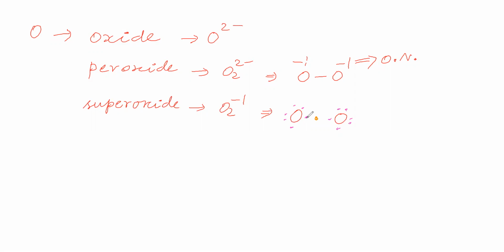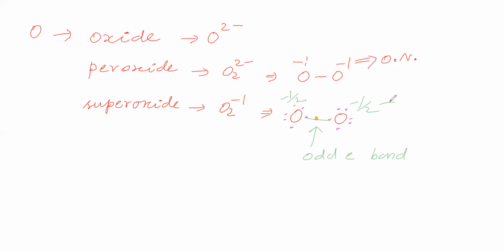Now we will draw the bond. This bond is called an odd electron bond because this bond contains 3 electrons. Then this -1 charge we will give as minus here, minus here. This structure is called a resonance hybrid. Resonance hybrid is the actual structure of the species.